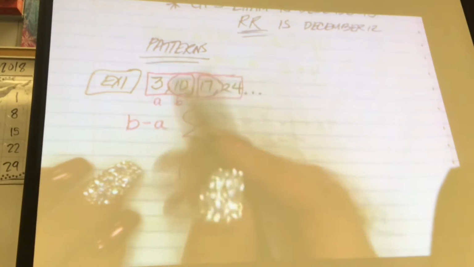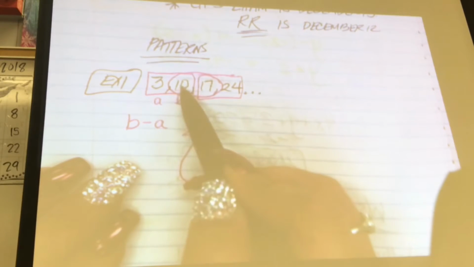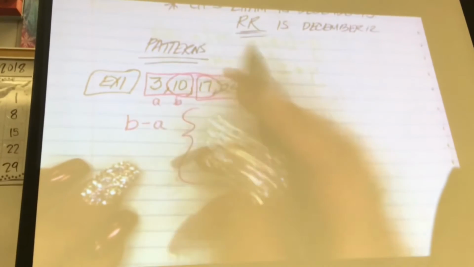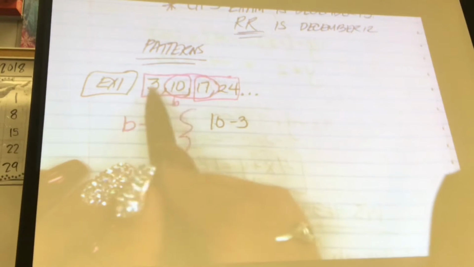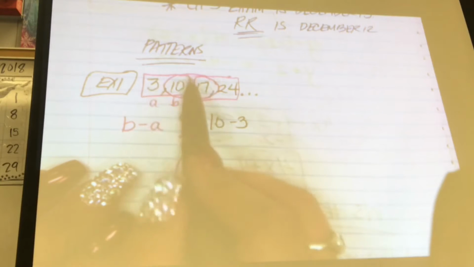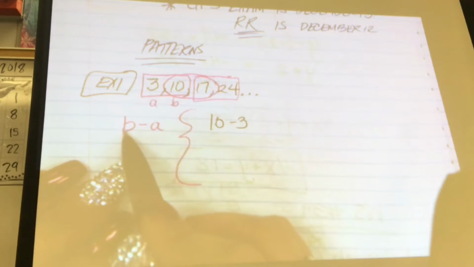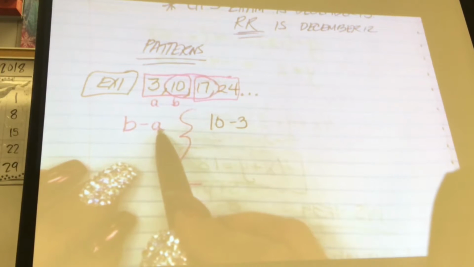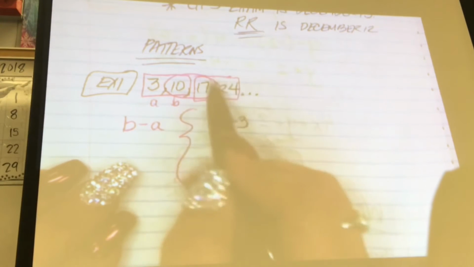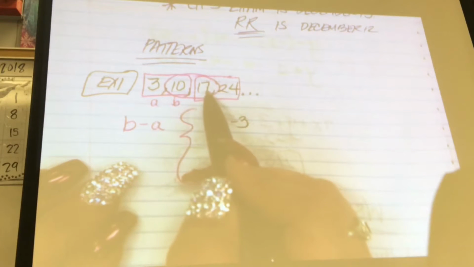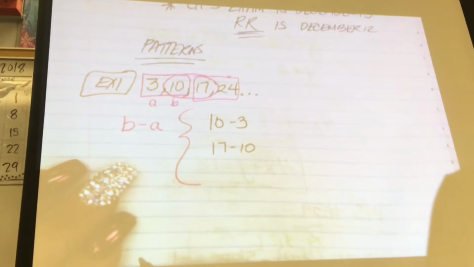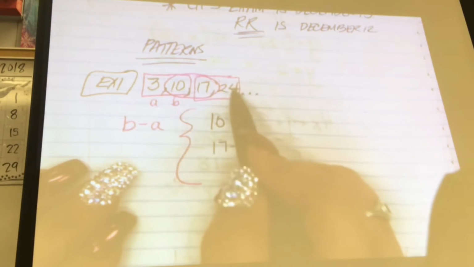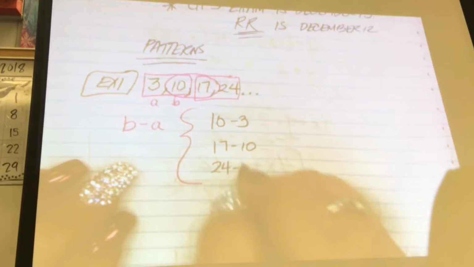So watch, JJ. Watch what we're going to do. We're going to do 10 minus 3 first, because it's the second number minus the first number. Do you see the first box? You always do the second number first and then the first number. Then we're going to do the middle circle right here. This time it's going to be 17 minus 10. And then we're going to do the last box, which is 24 minus 17.